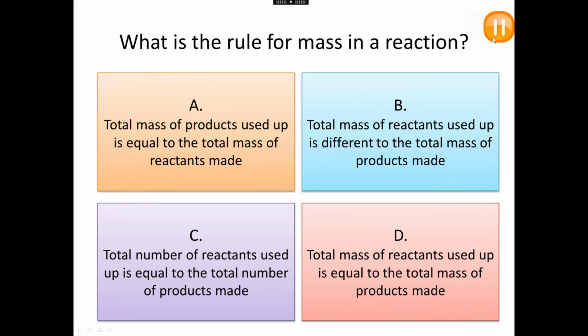Okay, what is the rule that we have learnt for mass in grams in a reaction? Pause the video and choose the correct answer. Is it A, B, C, or D? Let's have a look. And the correct answer is total mass of reactants used up is equal to the total mass of products made. A reactant gets used up, a product gets made, the mass of reactants is always equal to the mass of products. So the correct answer was D.